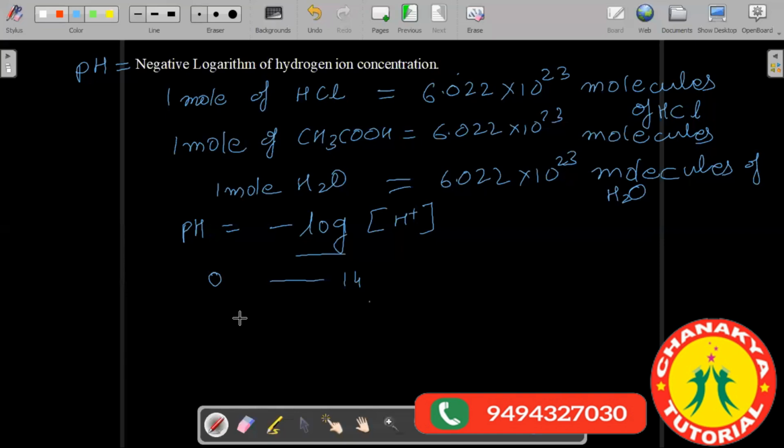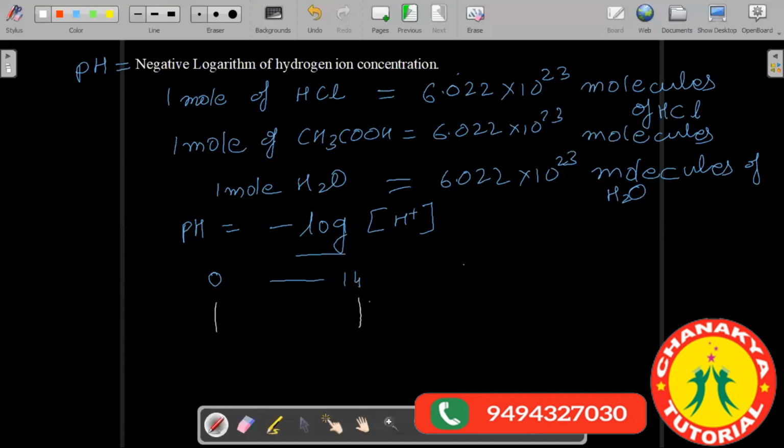There is a reason which you will understand in grade 11 for why the pH can't be less than 0 and why it can't be greater than 14. But as of now in your grade 10, you are supposed to know that the minimum value of the pH is 0 and the maximum value of the pH is 14. Okay. So pH from 0 to 14.